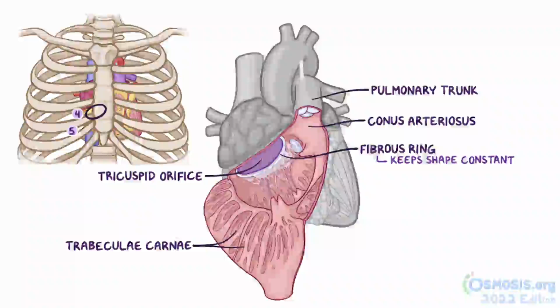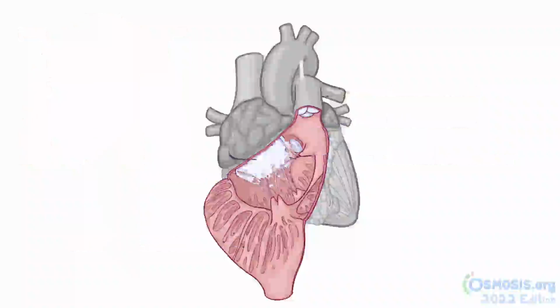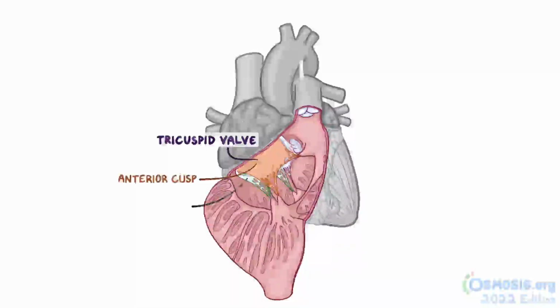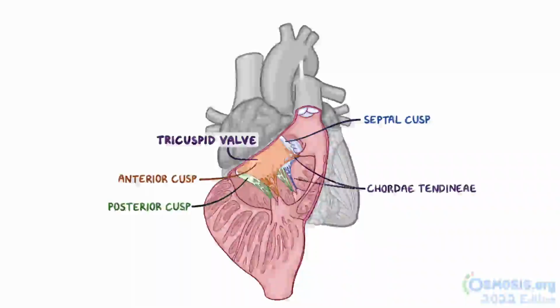And in order for blood to flow from the right atrium to the right ventricle at exactly the right time during each heartbeat, there's a tricuspid valve attached to the tricuspid orifice. It's called the tricuspid valve because it has three cusps or leaflets that open and close during systole and diastole: an anterior one, a posterior one, and a septal one. The base of each cusp is attached to a fibrous ring, while the free edges of the cusps are attached to tendinous cords called the chordae tendineae.